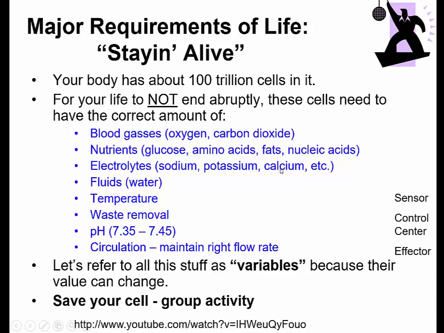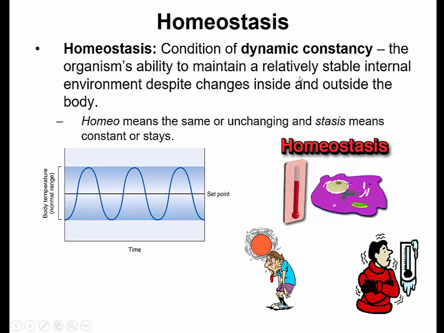Well, we call these different things that the body needs variables, because their value can change over time. Homeostasis is all about keeping those different variables in check at the right level. It's a condition of dynamic consistency, which means it's the organism's ability to maintain a relatively stable internal environment despite changes inside and outside that body.